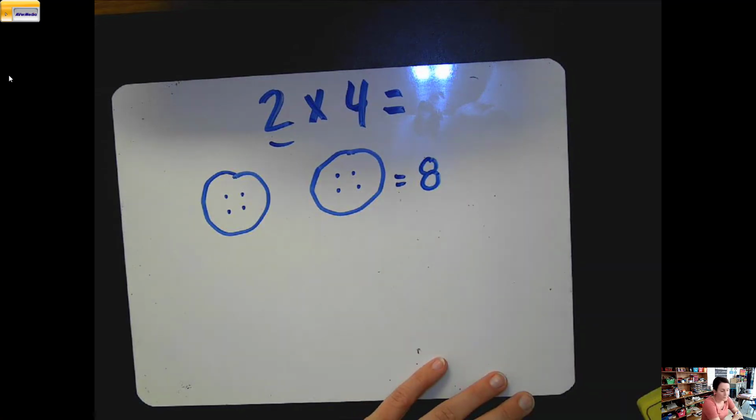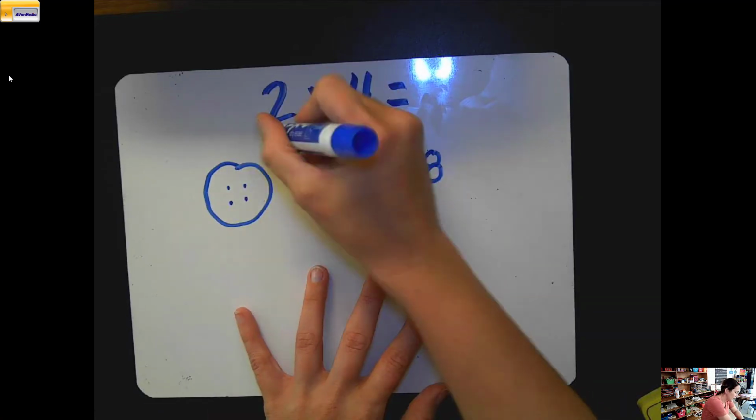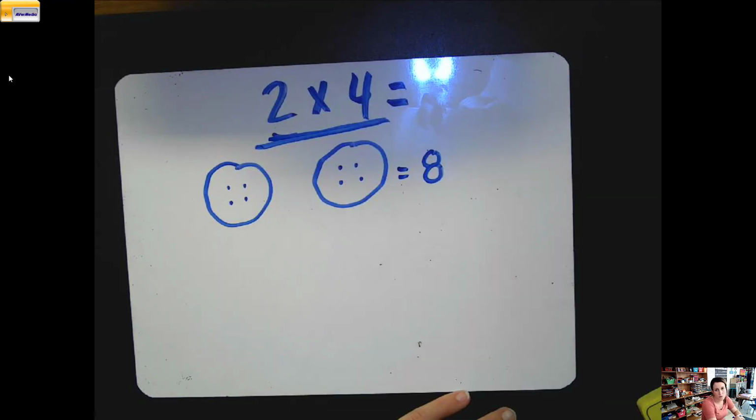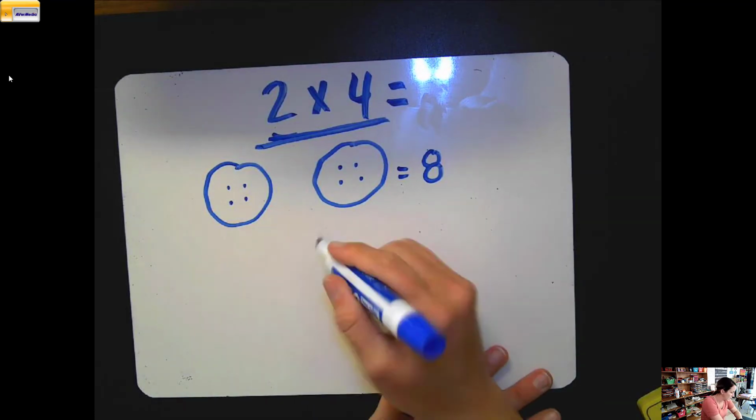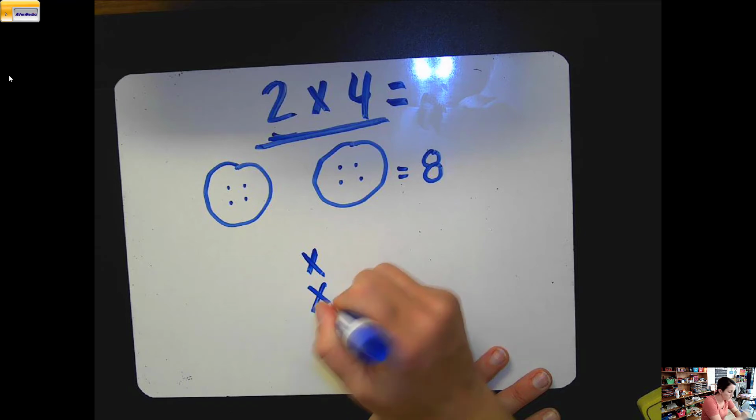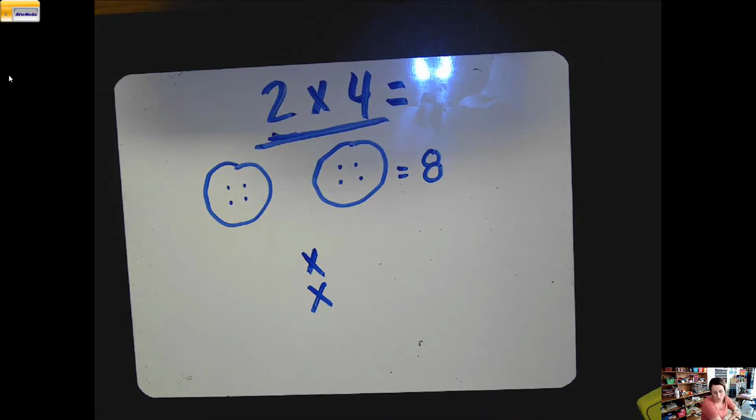8. With the same problem, I want you to practice drawing an array. So you're going to have 2 rows. I want you to pick up your pencil and draw 2 rows like this. Boom, boom. And how many are going to be in each row?